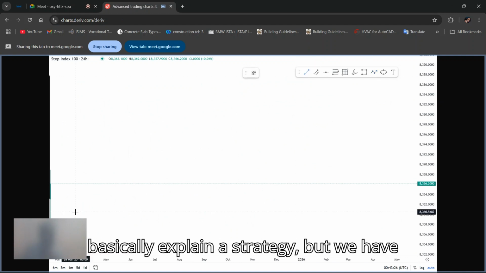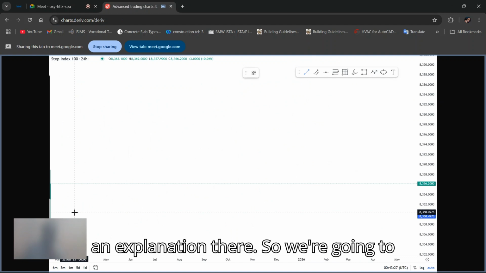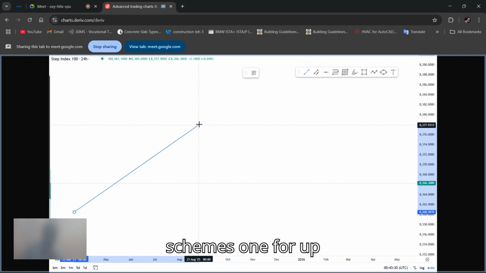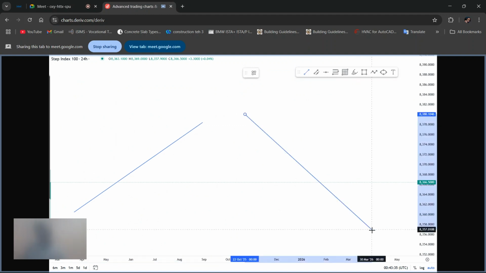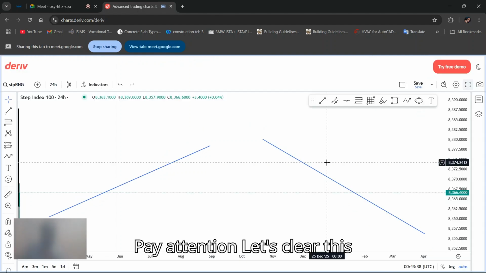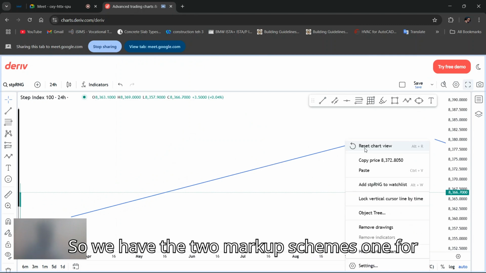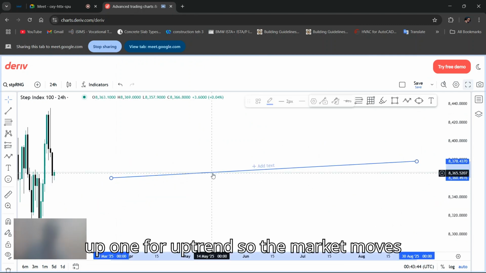Okay, you basically explained a strategy, but I accept the explanation there. So I'm going to do two markup schemes, one for up and one for down. Pay attention. Let me just clear this. So we have the two markup schemes, one for your uptrend.